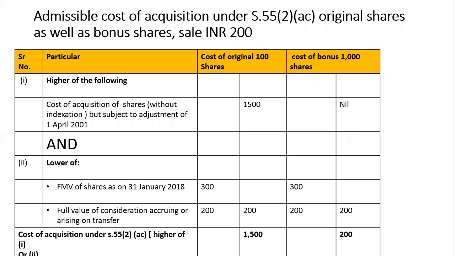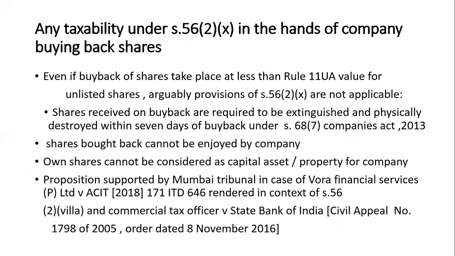Now, when I'm selling at 200: 1,500, first column, no issue. 300, 200, whichever is lower. Now, in the case of original shares, 1,500 less 200, 1,300 will be my capital loss. For bonus shares, 200 minus 200, I will not be entitled to a loss. Clear?